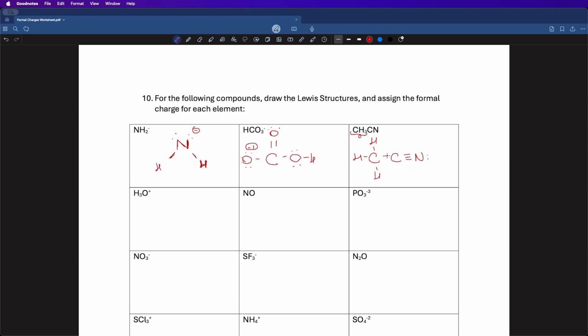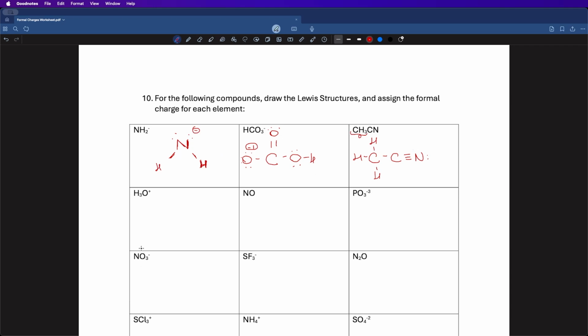But every atom in our Lewis structure has the exact amount of bonds that it wants, right? Both carbons have 4 bonds. All of the hydrogens have 1 bond. And nitrogen has 3 bonds, subsequently a lone pair. So every element in this Lewis structure should have a formal charge of 0.